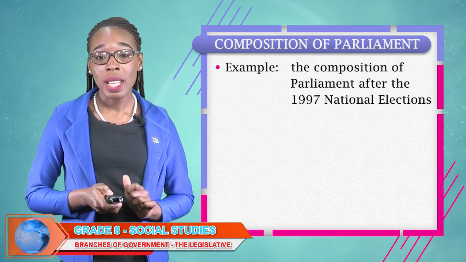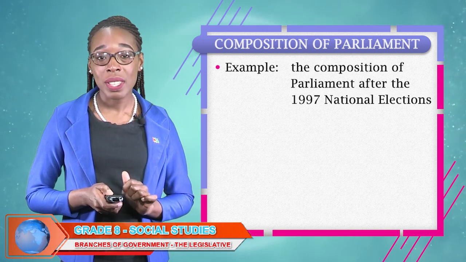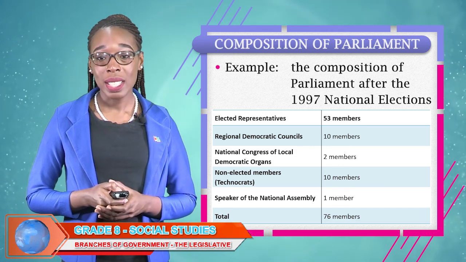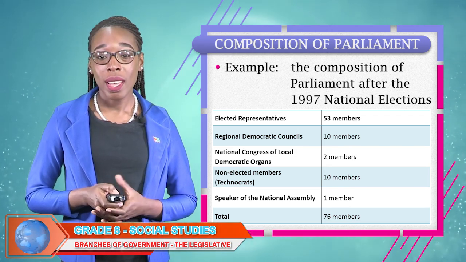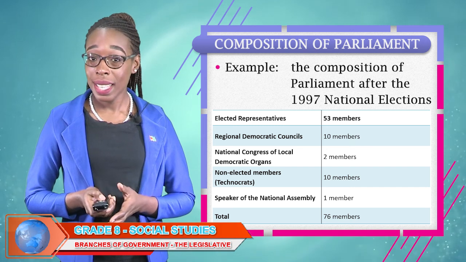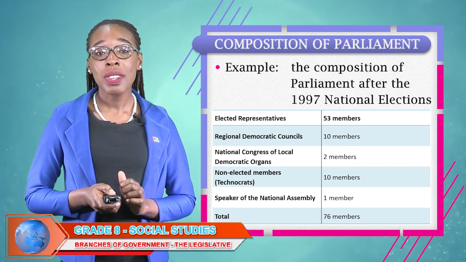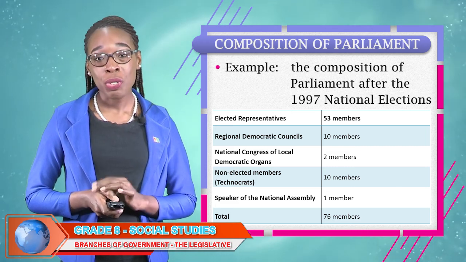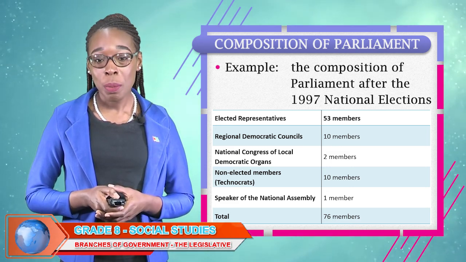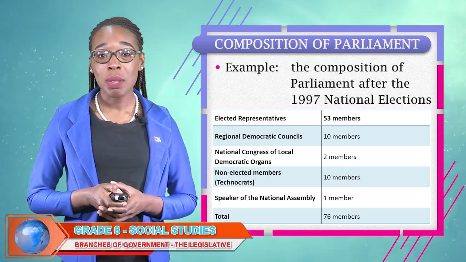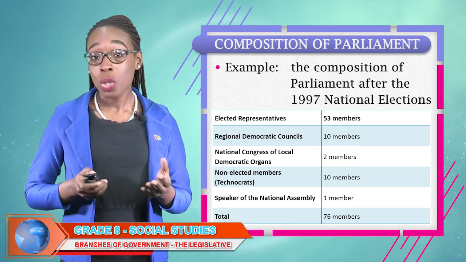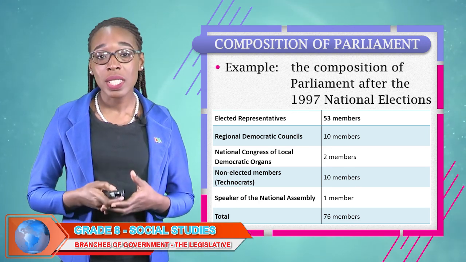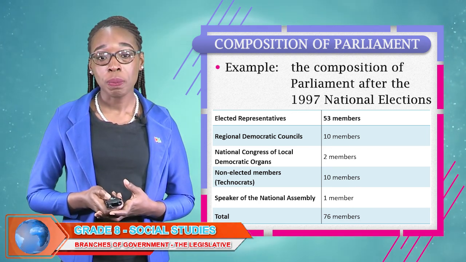Composition of Parliament after the 1997 national elections was: elected representatives, 53 members; Regional Democratic Council, 10 members; the National Congress of Local Democratic Organs, 2 members; non-elected members referred to as technocrats, 10 members; and the Speaker of the National Assembly, 1 member. So in total, at that point in time, Parliament was comprised of 76 members.